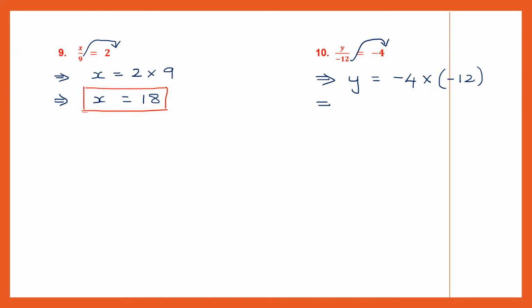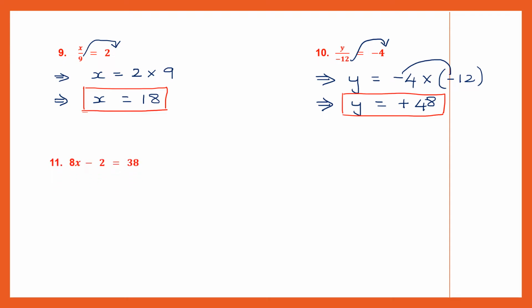So now we can find the value of y. Let's multiply. Minus into minus is plus. 4 into 12, or 12 fours are 48. So the value of y in this question is plus 48.